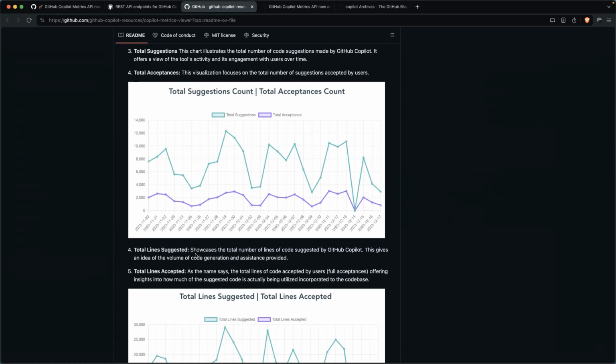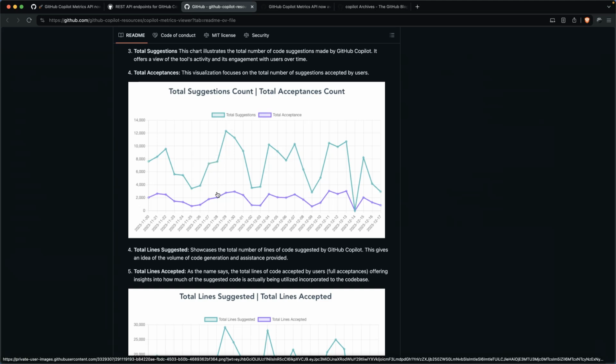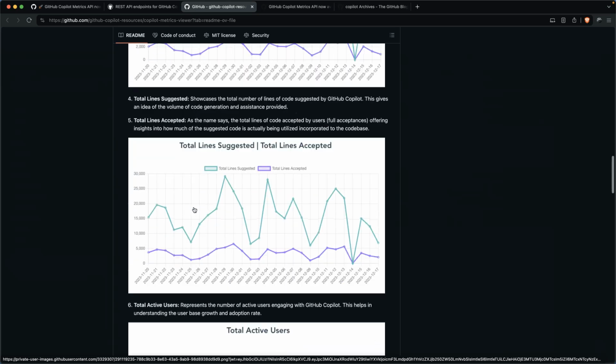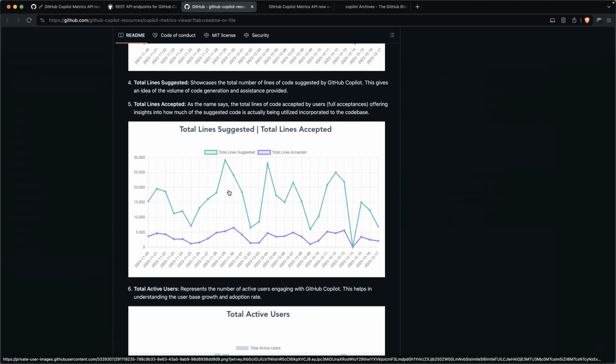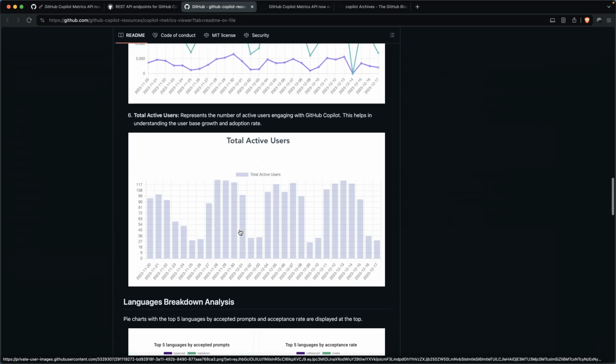We also have a chart of the total suggestions, the green line here. And then we have purple for the acceptance. So you can see a ratio of how much was suggested versus how much was accepted. And so we're looking at what, 20% here, 25%. And of course, we have lines suggested. So the number of lines suggested versus the number of lines accepted. Again, what are you going to do with this information? Total active users? This is a chart for Microsoft's investors. This is not a chart for your company.